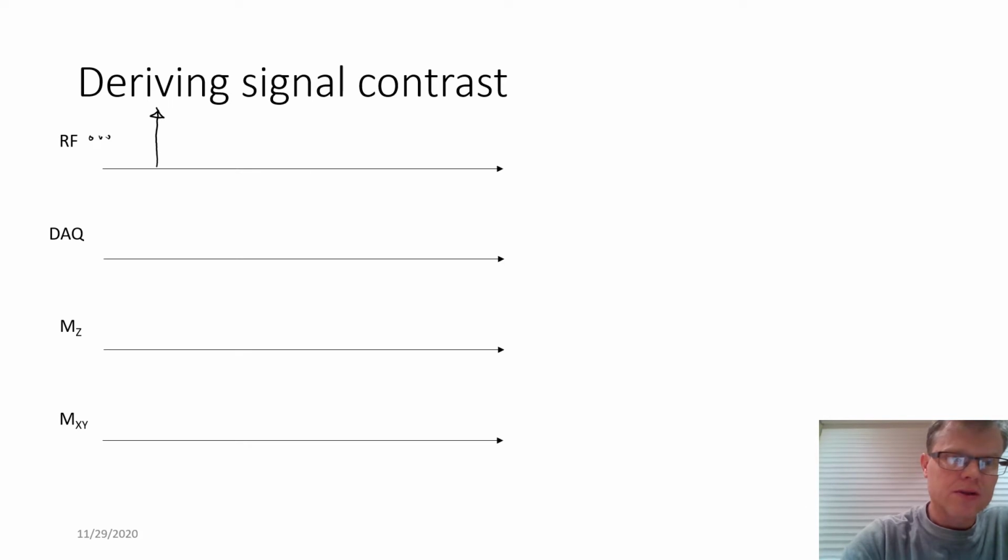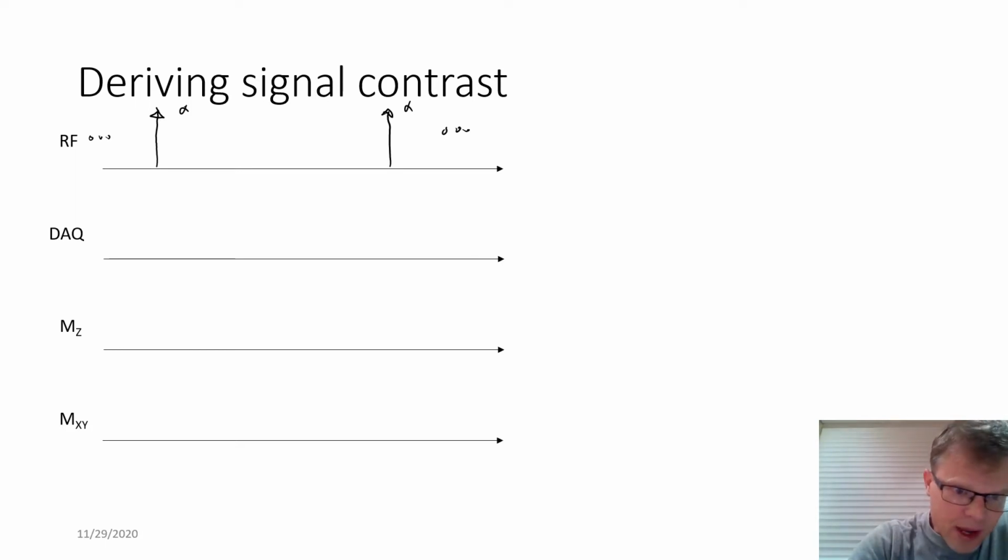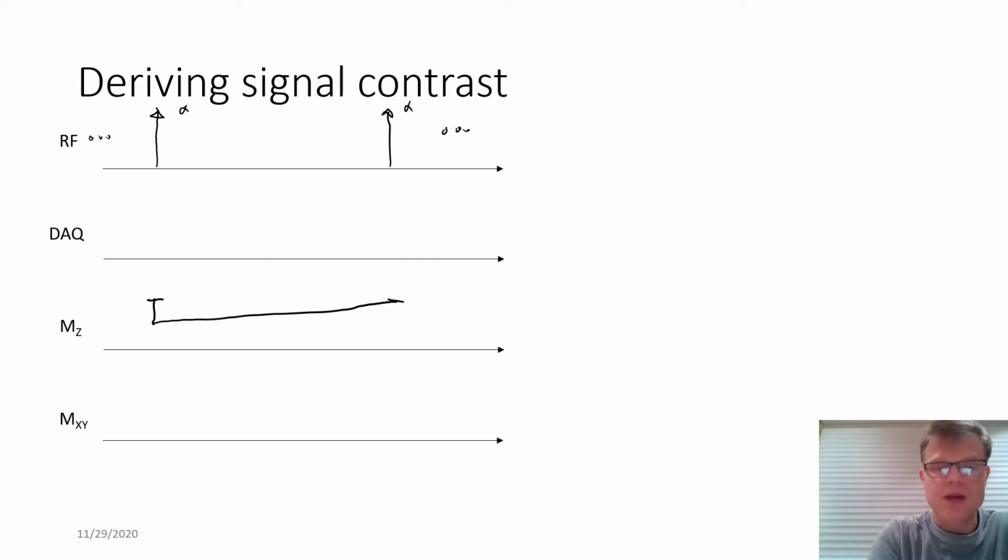So here I'll use some dots to illustrate. We're just looking at the middle of the sequence once we've got to the steady state, which can take tens to hundreds of TRs. And what's going to happen in the steady state is that the amount that is created by the tip of the RF pulse is going to be equivalent to the amount of T1 recovery that we have within a TR.